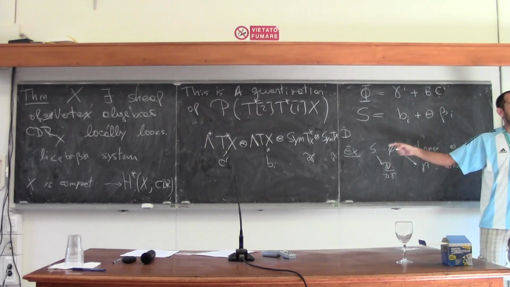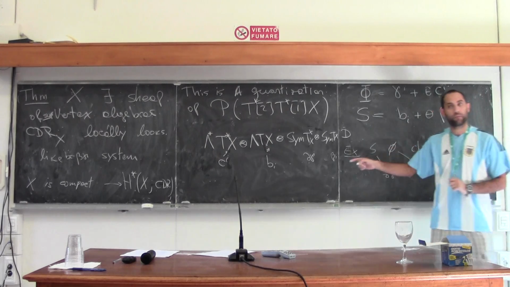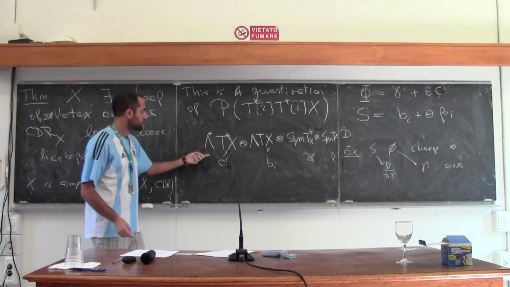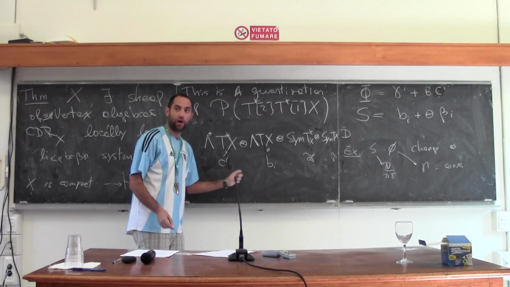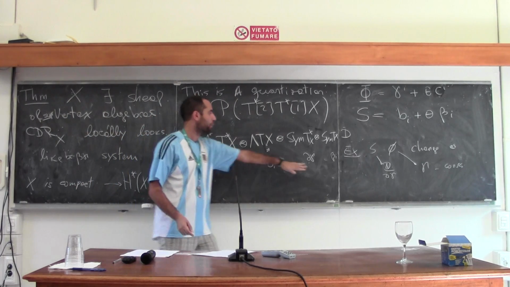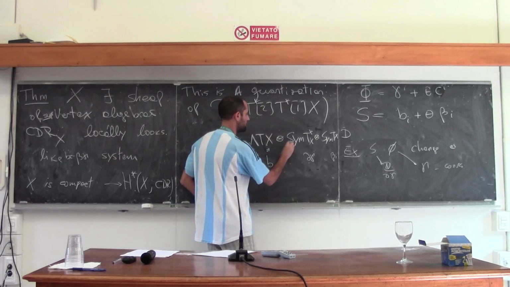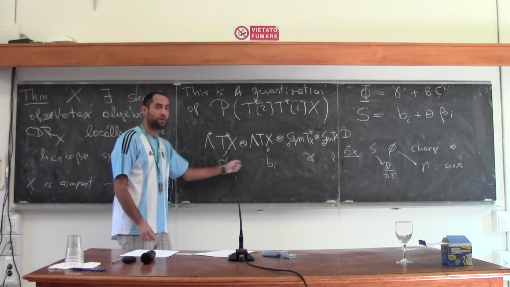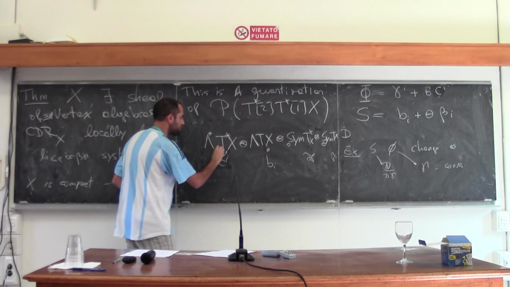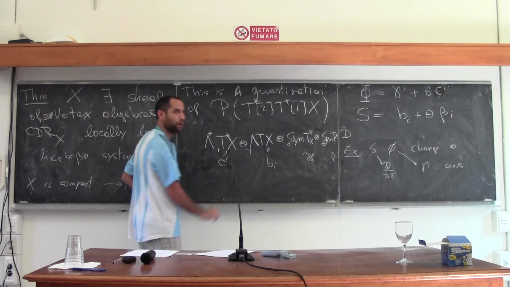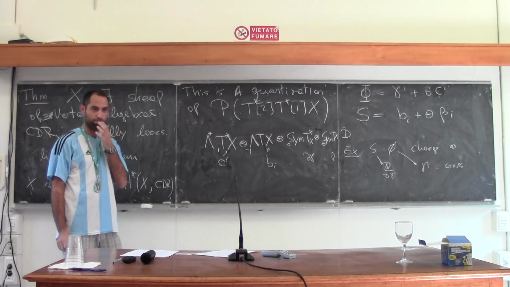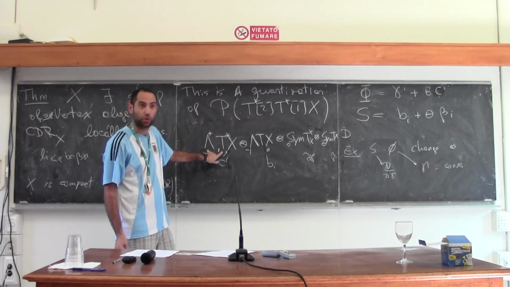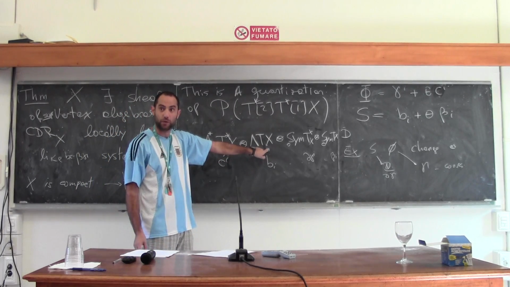So now I'm going to give you a grading on this bundle. First of all, charge. The bosons will have charge 0. But the fermions, I'll give them a grading. I'll give charge 1 and charge minus 1 here, to the generators. So a 2-form will have charge 2, and a bivector will have charge minus 2.